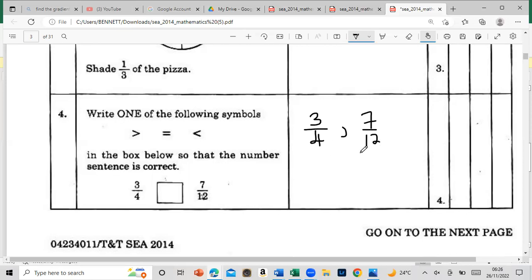And the LCM of that will be 12. 4 can go into 12, 3 times, and 12 into 12, 1. So already we can see that 3 quarter is greater. Well, let us just finish it. 12 into itself, 1, so that's 7. So 9 is greater than 7. That means 3 quarter is greater, and greater than is right like this. Just think about the right hand.